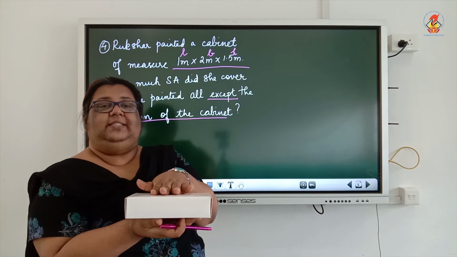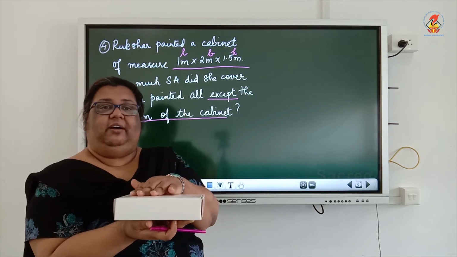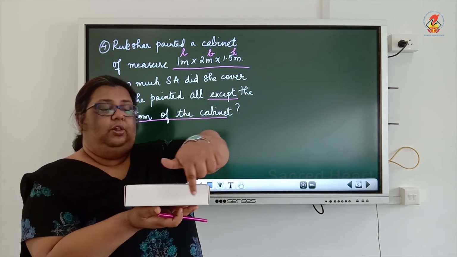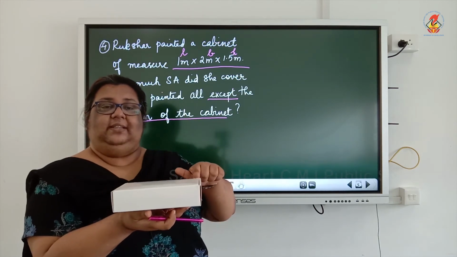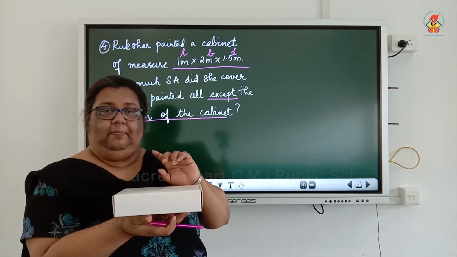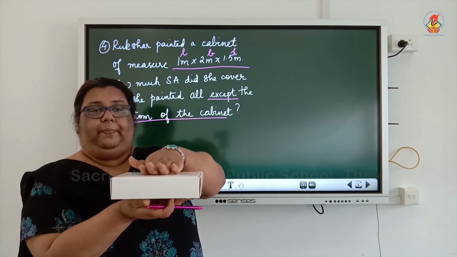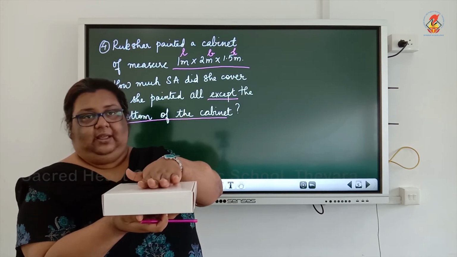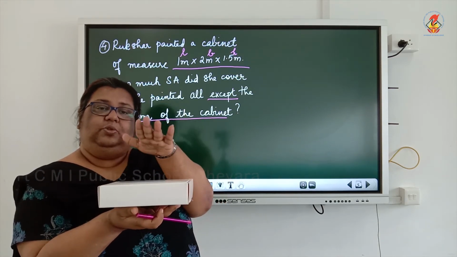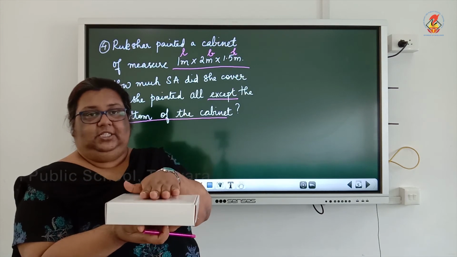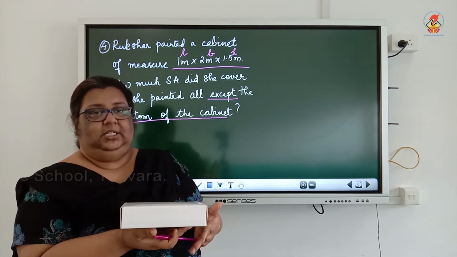Now how much surface area did she cover if she painted all except the bottom part? So how will you find the surface area of how much part she covered? She covered all the four sides. How will you find the area of all the four sides? It is LSA plus top part, 1 base area. It's not 2 base areas, it is only 1 top part she painted. Bottom part she didn't paint.